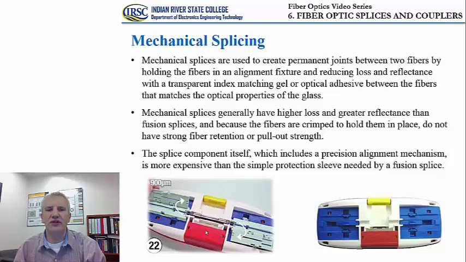The splice component itself includes a precision alignment mechanism, as we said. It's more expensive than a simple protection sleeve that's needed for the fusion splice. So as you will see in the case of fusion splice, you're going to use some sort of protection sleeve that's going to provide mechanical strength to the fusion splice, and that sleeve is generally much smaller than the actual fixture that's being used for mechanical splice, and that's shown here on this slide.